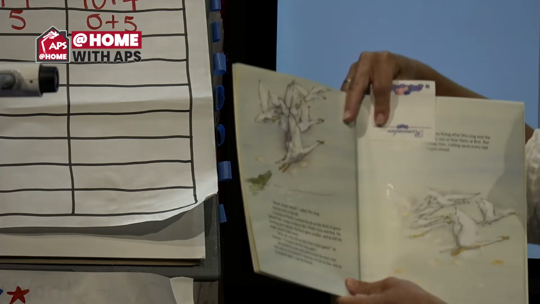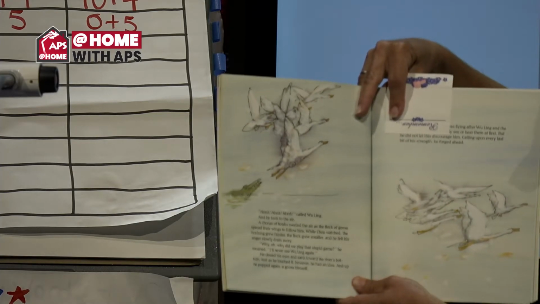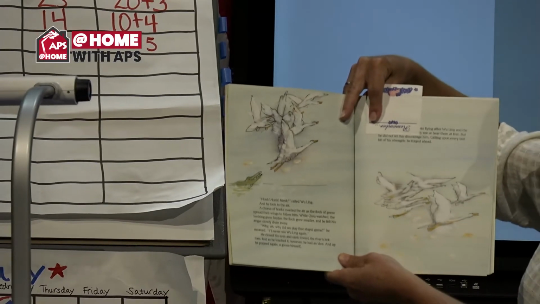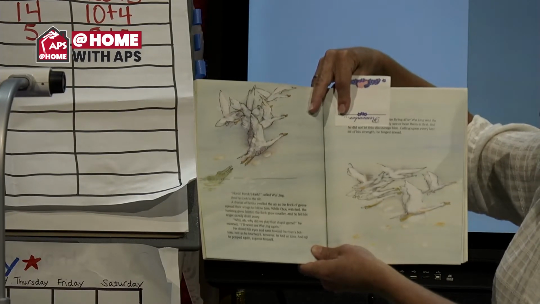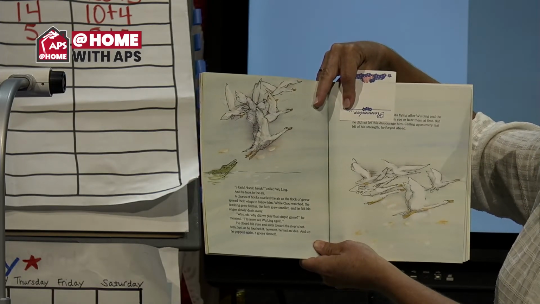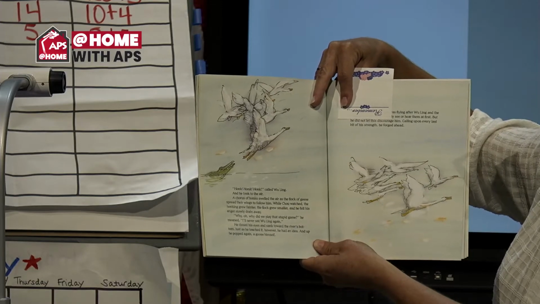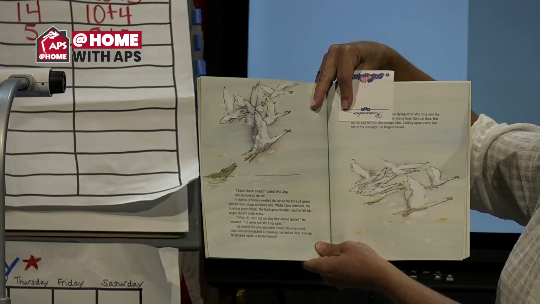"Honk, honk, honk," called Wu Ling, and he took to the air. A chorus of honks swelled the air as the flock of geese spread their wings to follow him. While Chow watched, the honking grew fainter and fainter. The flock grew smaller and smaller, and he felt his anger slowly drain away.